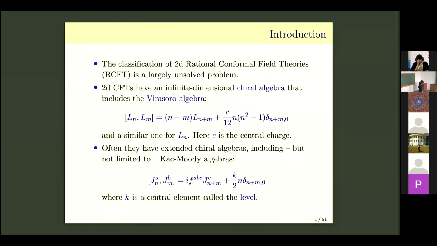The algebra that commonly arises is the Kac-Moody algebra. This is what it looks like. It's a commutator of spin 1 currents, and it has its own central element called the level of the algebra. There are also many other extensions of the Virasoro algebra that can appear and that can be responsible for making a CFT rational and having finitely many primaries.